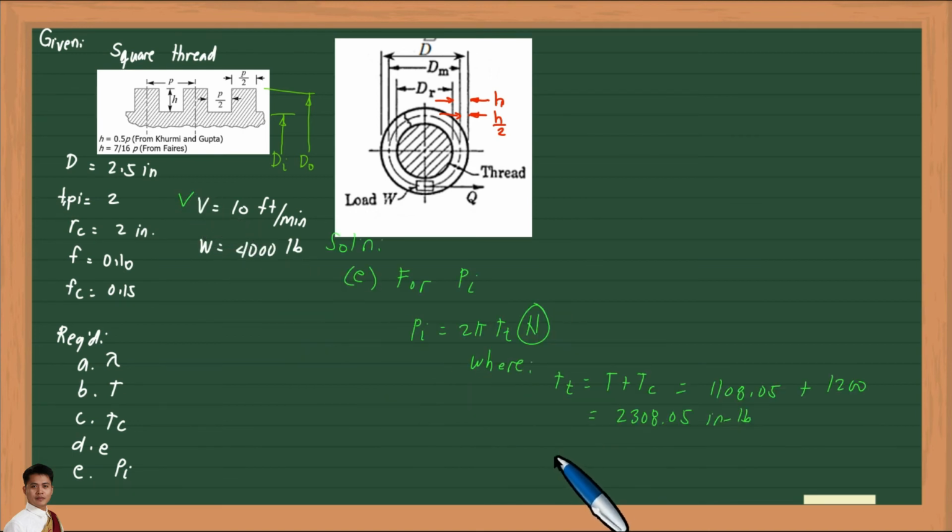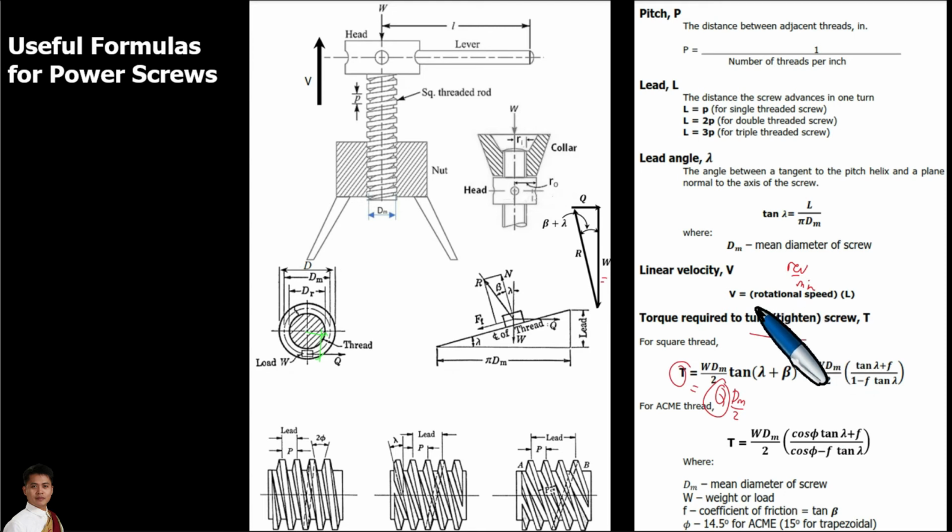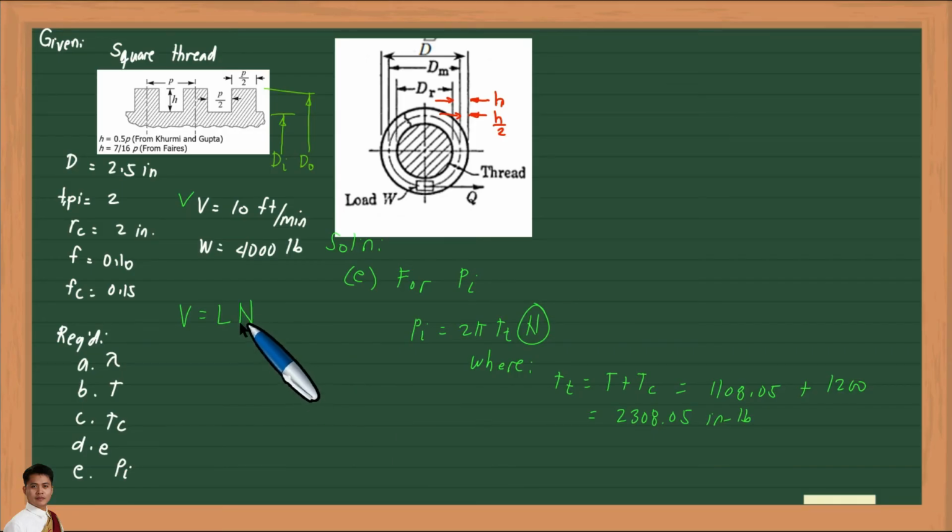So, solving for N, gamit yung V from the formula for velocity, which is yung ating L multiplied by N. So, dito galing yon. So, velocity is equal to rotational speed multiplied by N. So, ang rotational speed natin, yun na yung RPM. So, let us denote yung RPM na N na lang instead na rotational speed. Okay? So, yung ating N, therefore, is equal to V over yung lead.